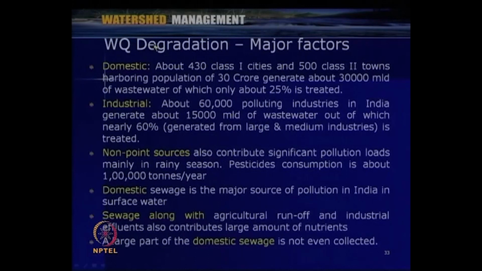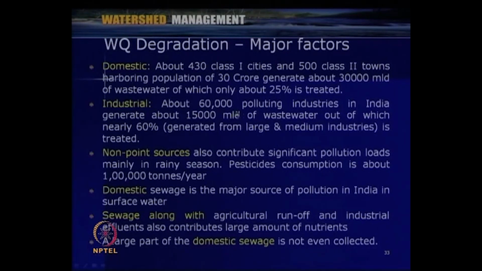Then, some of the major factors which cause this kind of degradation are domestic, industrial, or non-point sources, such as domestic sewage or sewage along with agricultural runoff. Domestically, about 430 class 1 cities and 500 class 2 towns, harboring a population of about 300 million, generate about 30,000 million liters per day of wastewater, of which only about 25% is treated.